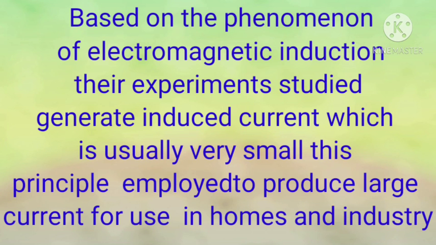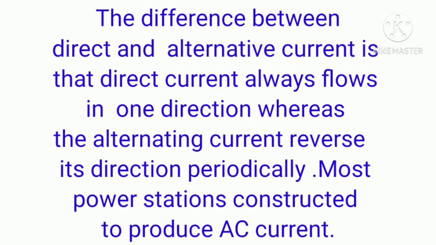Based on the phenomenon of electromagnetic induction, experiments generate induced current, which is usually very small, and this principle is employed to produce large current for use in homes and industry. The difference between direct and alternating current is that direct current always flows in one direction, whereas alternating current reverses its direction periodically. Most power stations are constructed to produce alternating current.